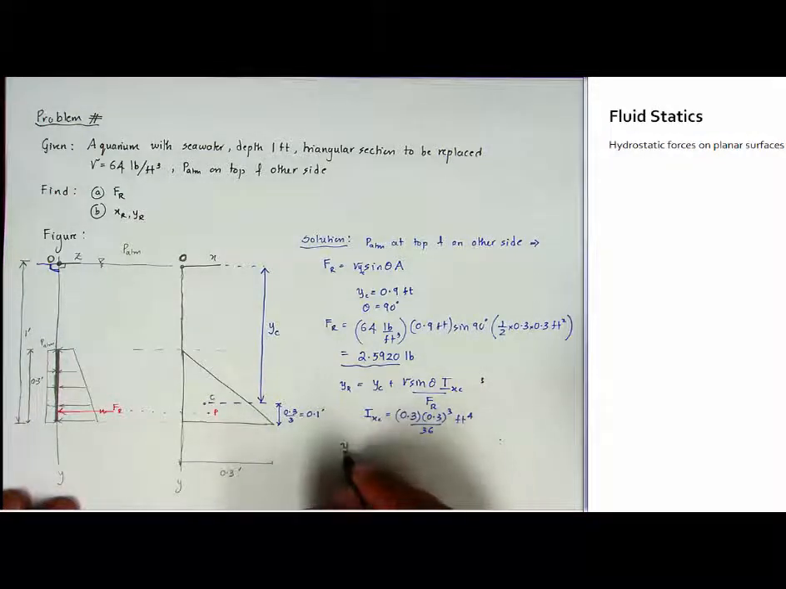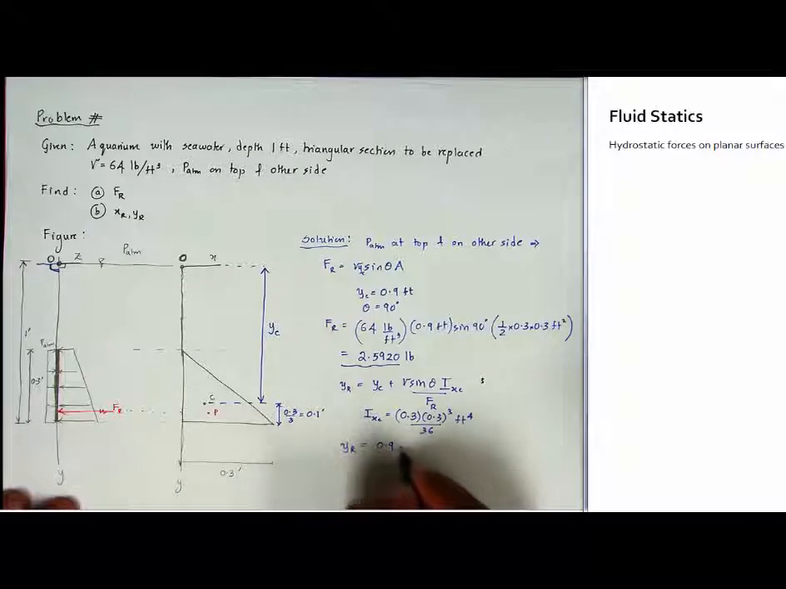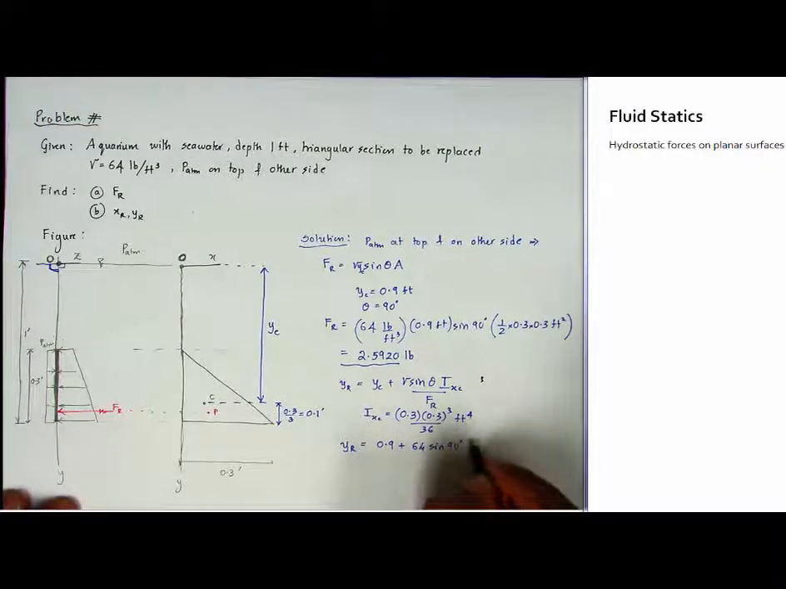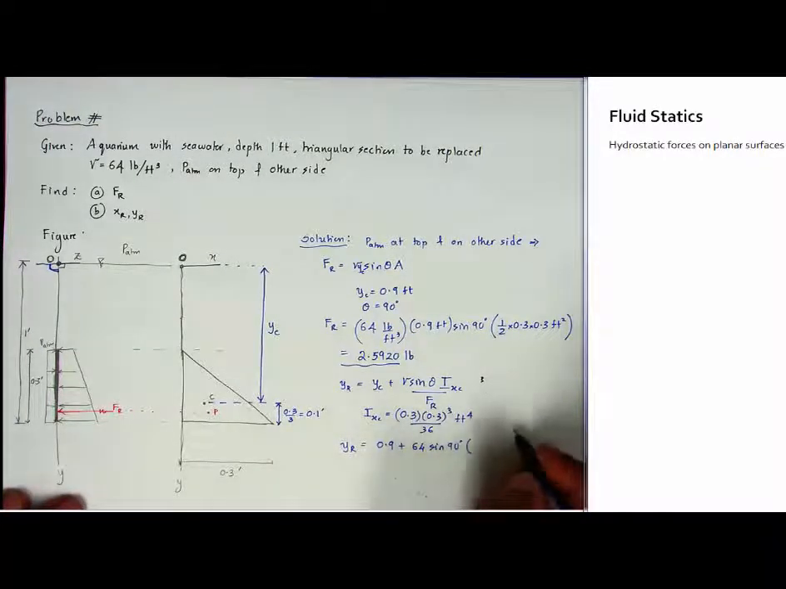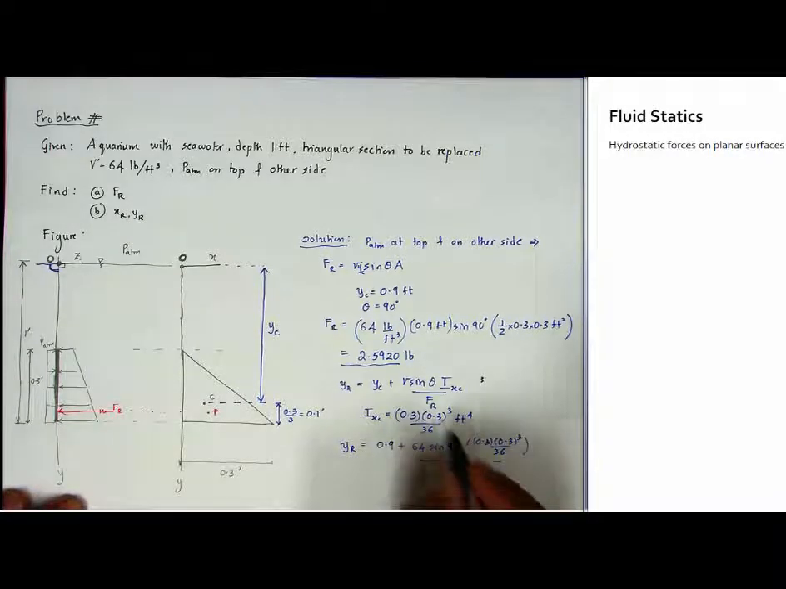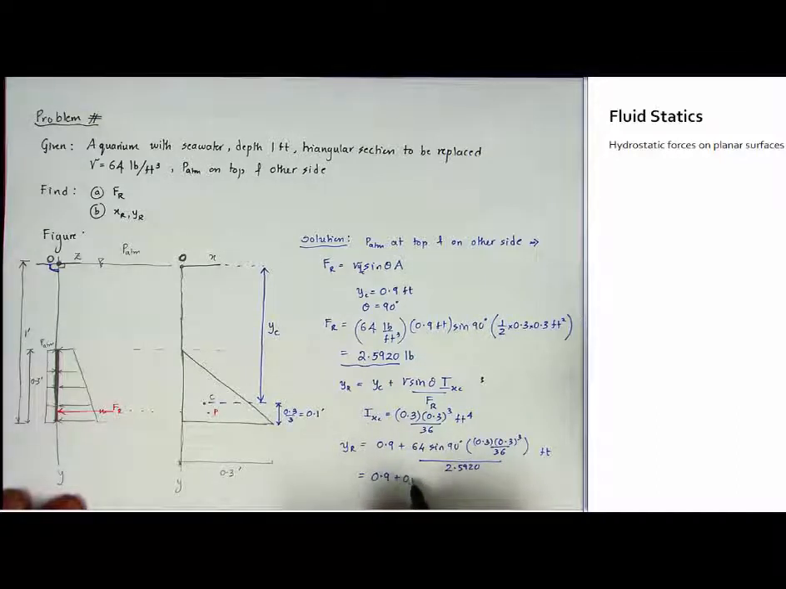So I know all of this. If I put that here, YR is going to be YC, which is 0.9, plus gamma is 64, sine 90 degree, which is 1, IXC is this whole thing, 0.3 times 0.3 cube by 36, divided by FR, which is 2.5920. And if you consider all the units, we will end up with just feet, and this is also feet, so the whole thing is feet plus feet. 0.9 plus 0.00555, let me just write 5 significant digits, that's what you have.